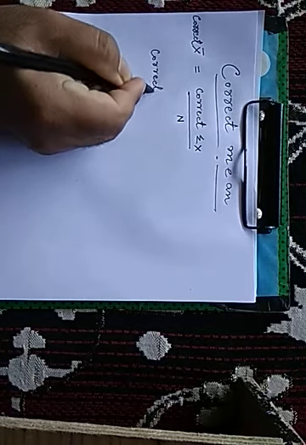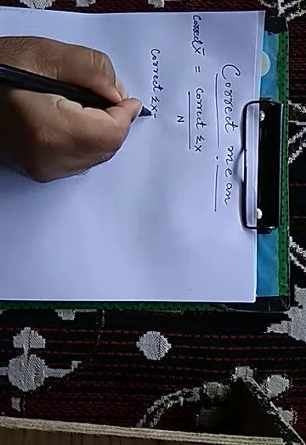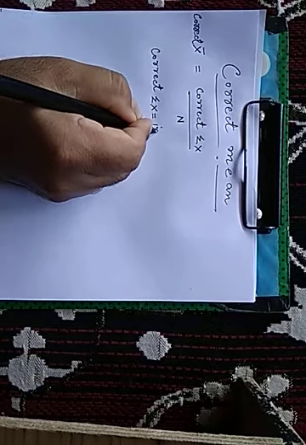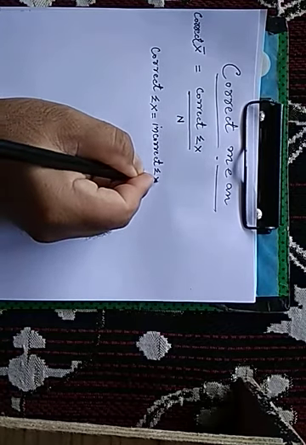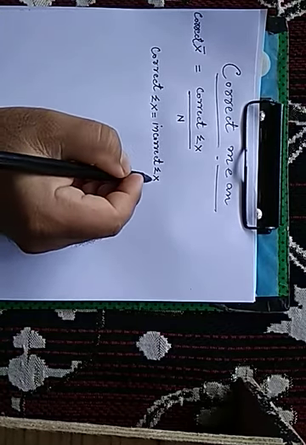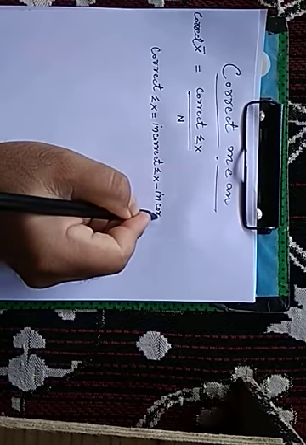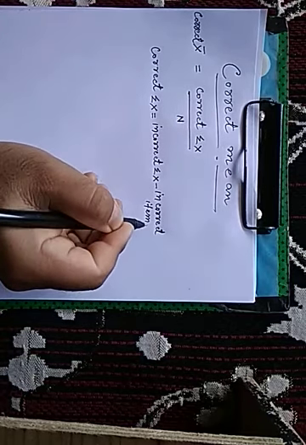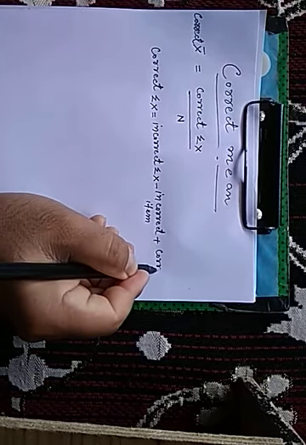Whereas correct sigma x, the correct sum of x values, is equal to incorrect sigma x, the incorrect sum of x values, minus incorrect item, the incorrect value calculated, plus correct item.